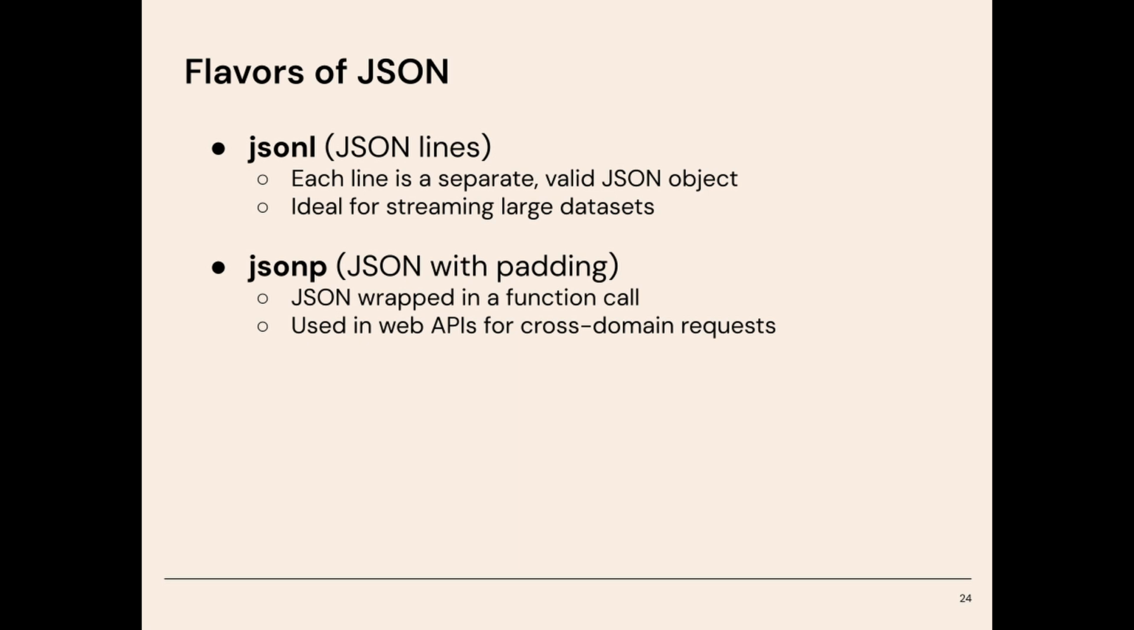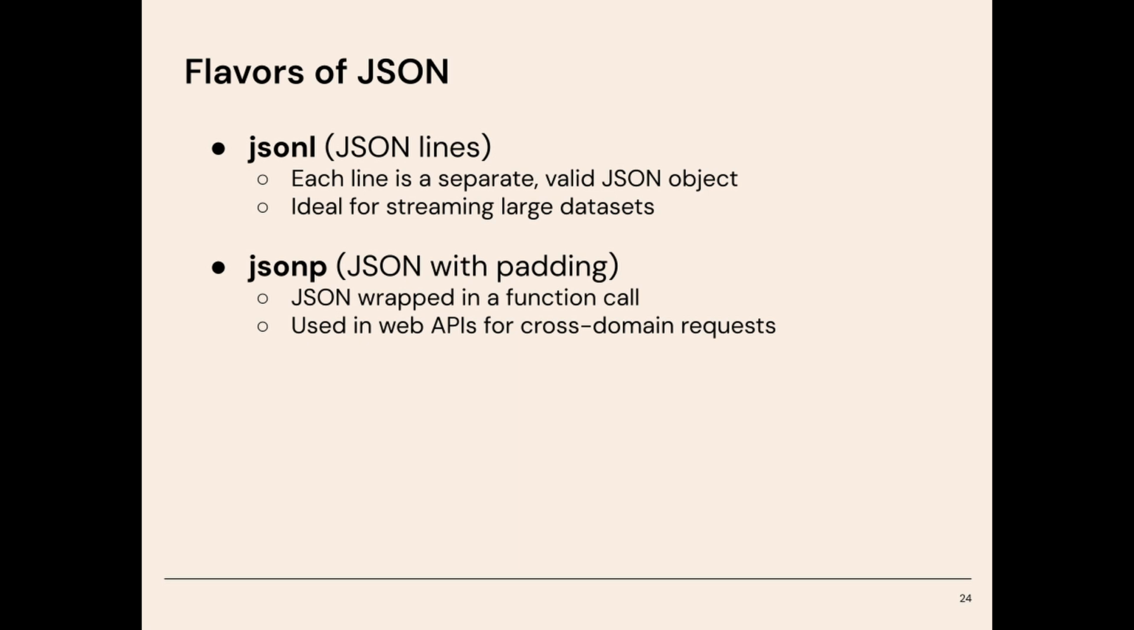Two varieties of JSON you might see in the wild are JSONL, which is short for JSON Lines, a format where each line of the file is a valid JSON object, making it ideal for handling very large datasets. Instead of importing the entire file, you can process it one line at a time. JSONP, or JSON with padding, is a technique used to overcome certain browser restrictions by wrapping data in a function call. It's commonly used in older web applications to retrieve data from external domains.